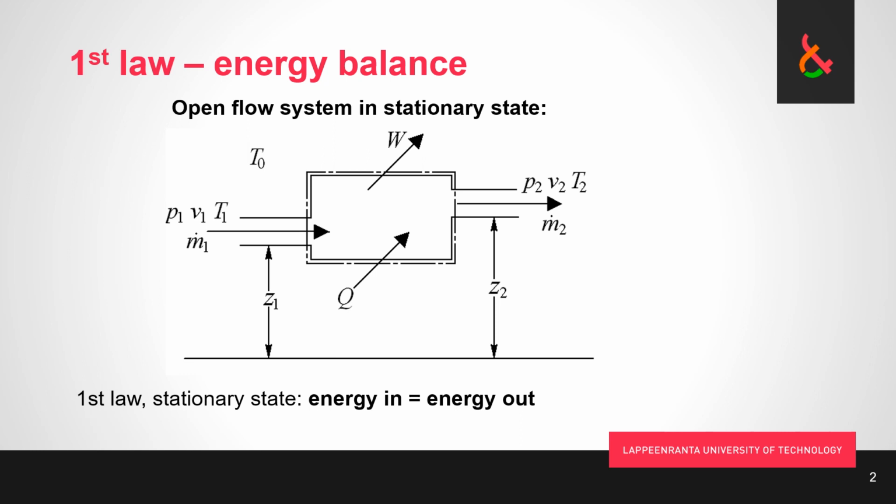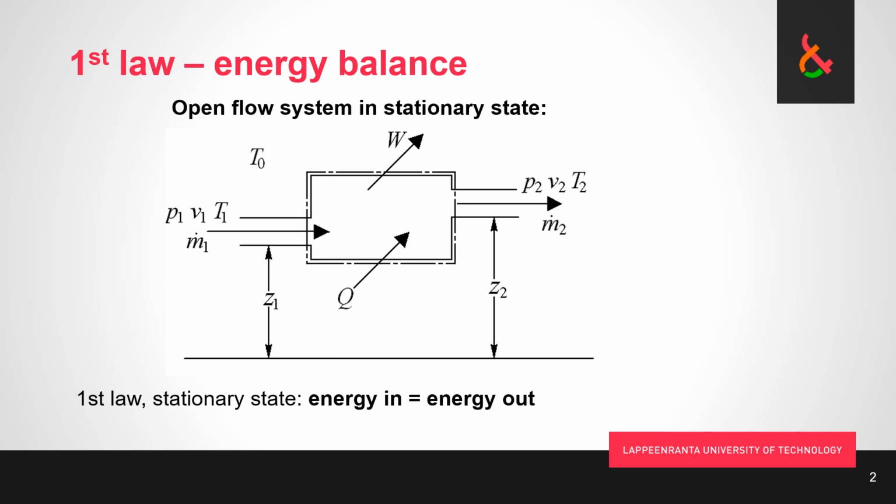So here we have an open flow system in stationary state, and we have a couple of arrows going to and from. So first of all, because it's stationary state, what this means is, because of first law conservation of energy, all energy flows going in must equal all energy flows going out. And now we have a bunch of arrows going in and out, so those are the energy flows.